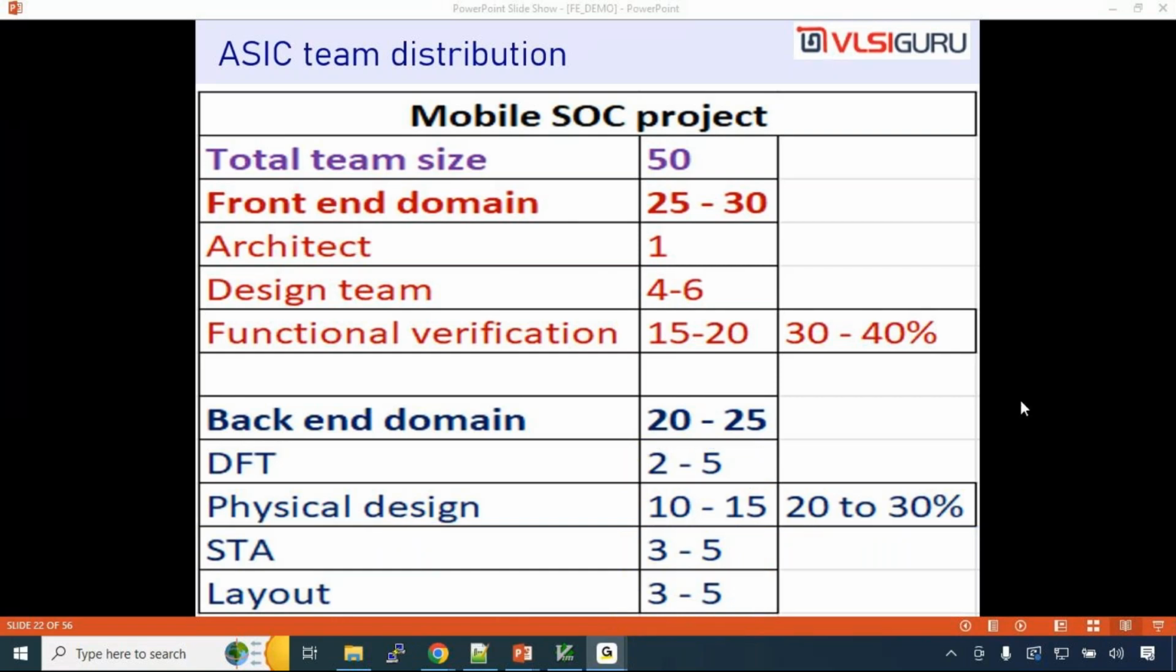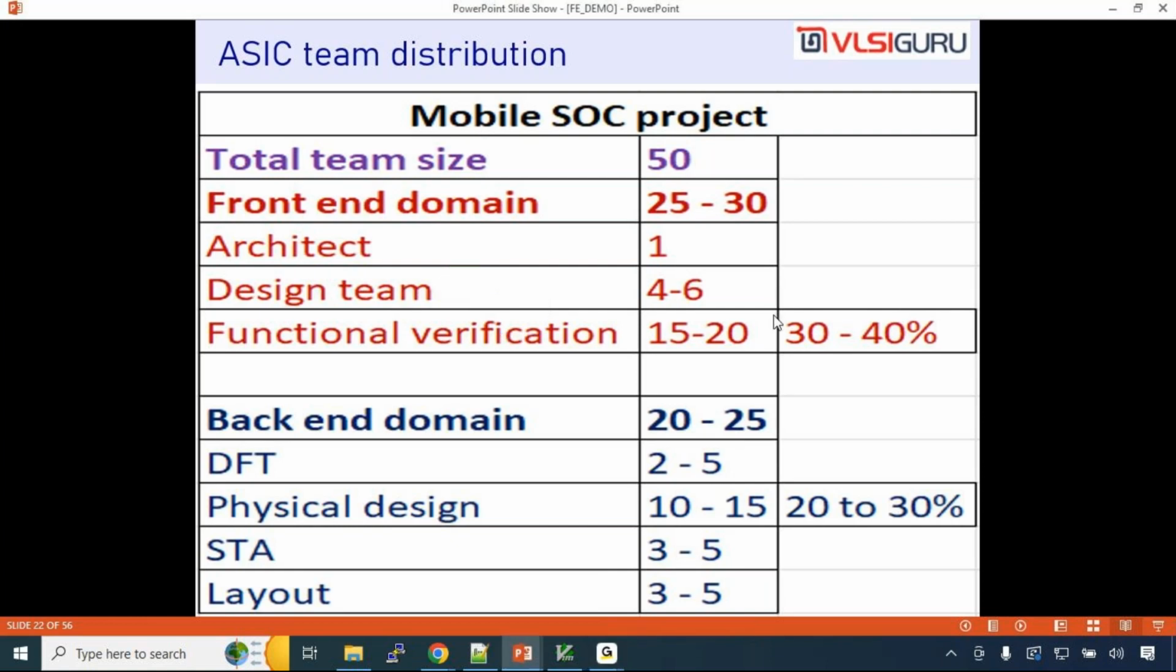Verification engineers can do design also. It's not so straightforward, right? Knowing Verilog is one thing. The ability to develop complex designs is a second thing. But you can do it by learning the techniques. You can move. A verification engineer can do design also. It is possible.